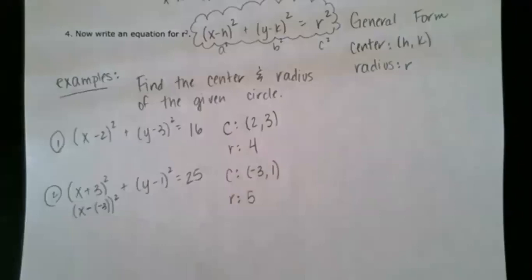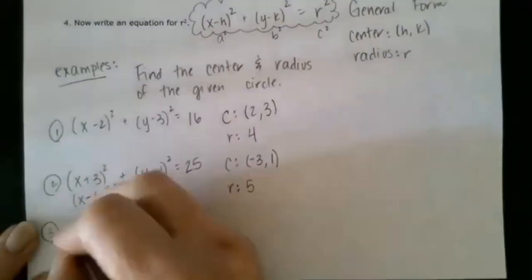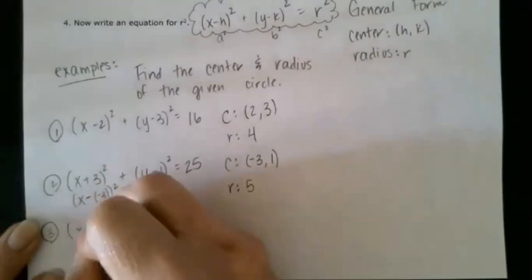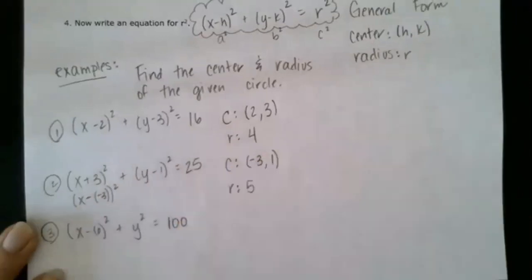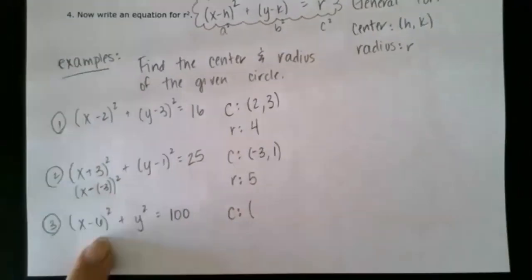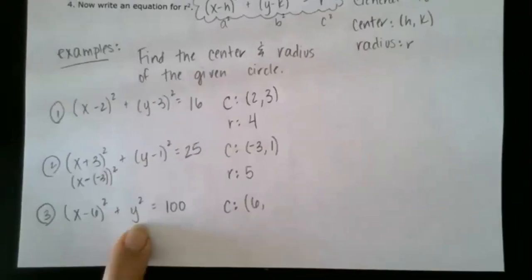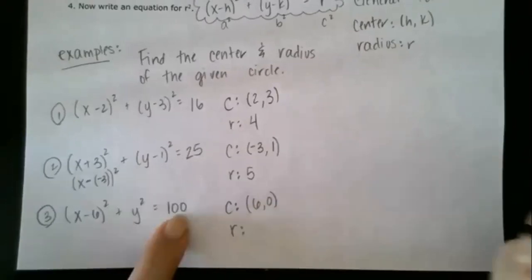All right, and then my third example, we have (x minus 6) squared plus y squared equals 100. So the center, coming from the x parenthesis, we use 6. From the y, there's nothing being subtracted from the y before it is squared. So what number do we subtract that represents nothing? The number 0. And then my radius is the square root of 100, which would be 10.